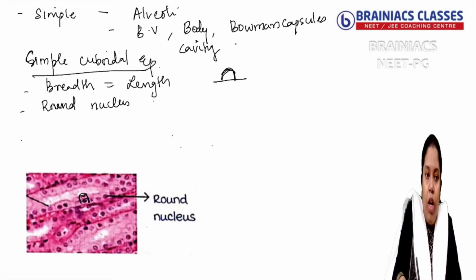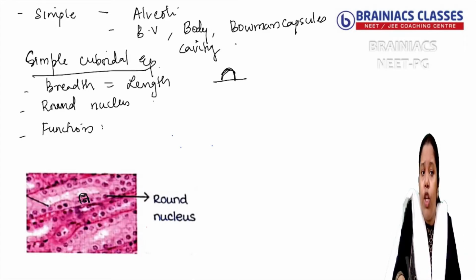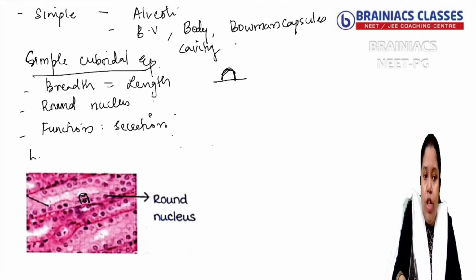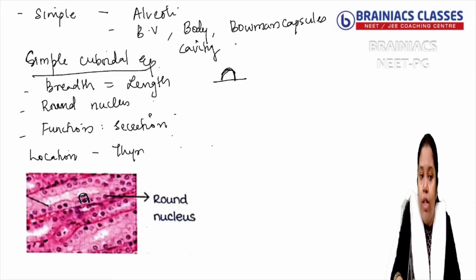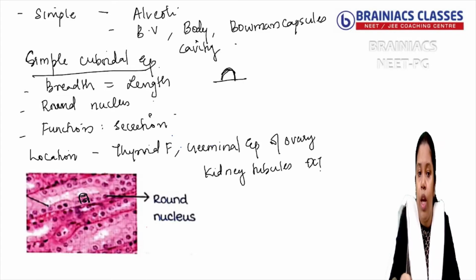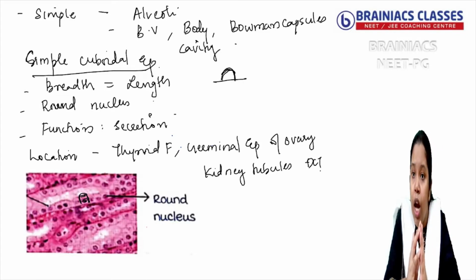Now what's the function? The function is secretion. Simple cuboidal epithelium is for secretion. Now tell me where you can see this simple cuboidal epithelium. The location is the thyroid follicle, then the germinal epithelium of the ovary, and the kidney tubules, actually the DCT. So this is about the simple cuboidal epithelium.